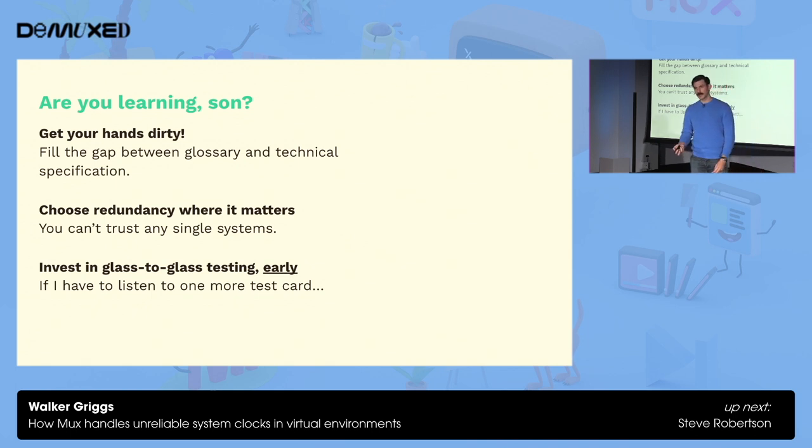Obviously, choose redundancy where it matters. This is something we all know from infrastructure, from databases, so on and so forth. It's the same thing for timestamps. It's not always best to trust a single system when calculating them, so maybe we could look for other alternatives.